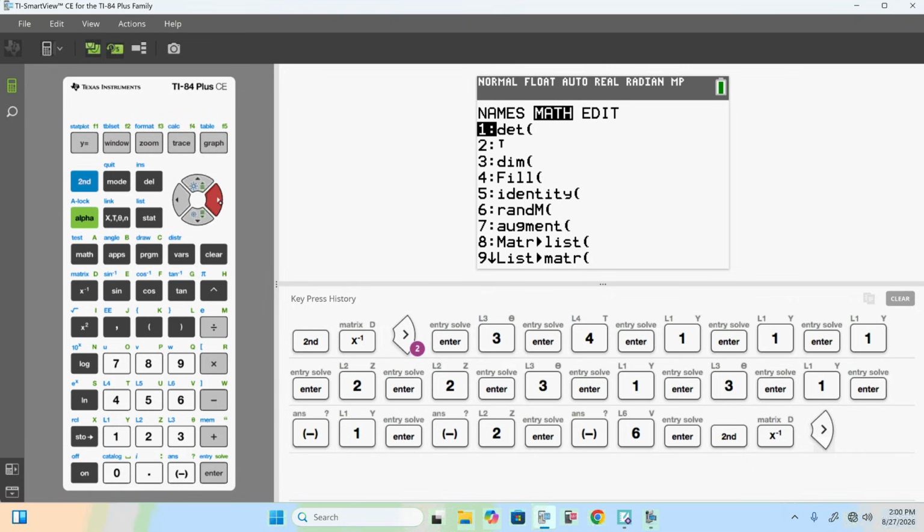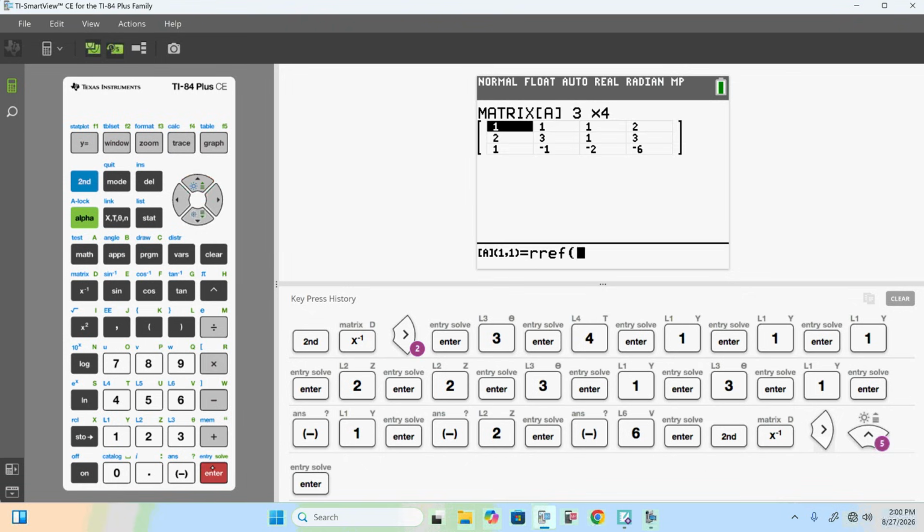Now find RREF going up or down. Once you find it and have it selected, so we have the letter next to it highlighted, it should be a white letter in black. Hit enter. Yours should not look like mine at the moment. But you should have that RREF, there's nothing after it, yes?